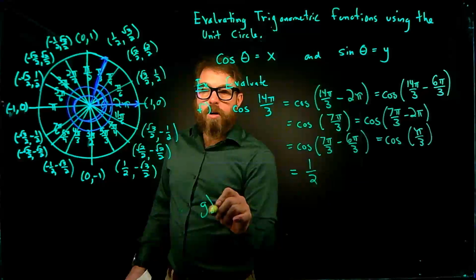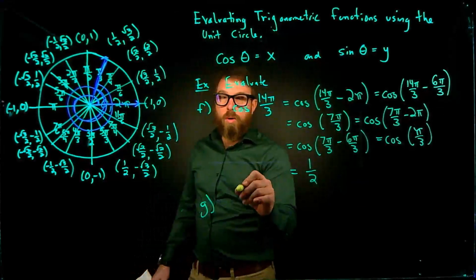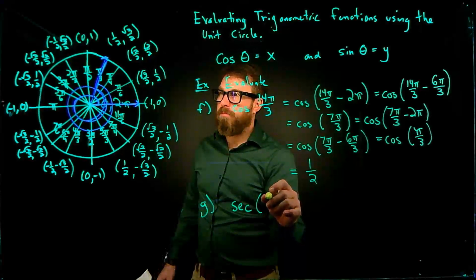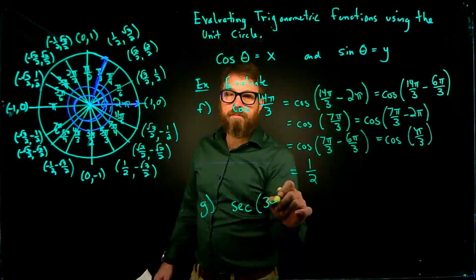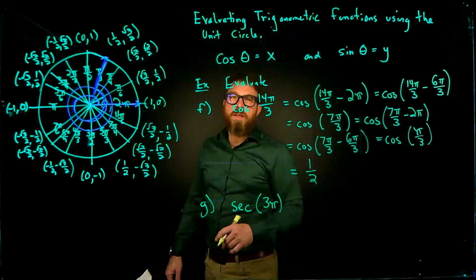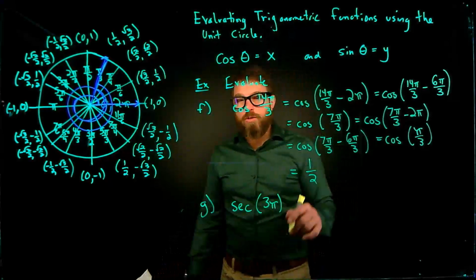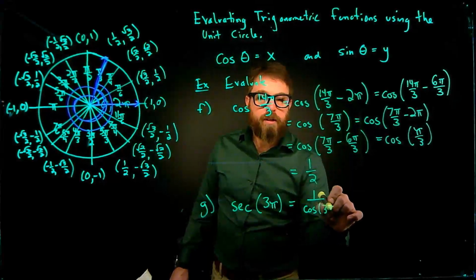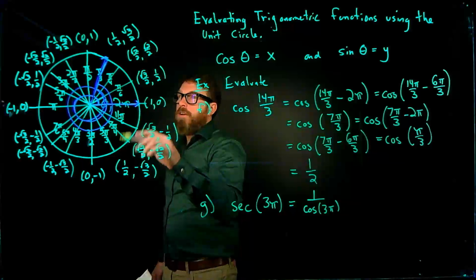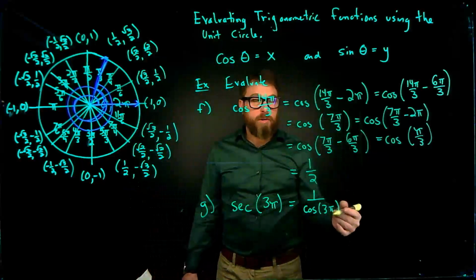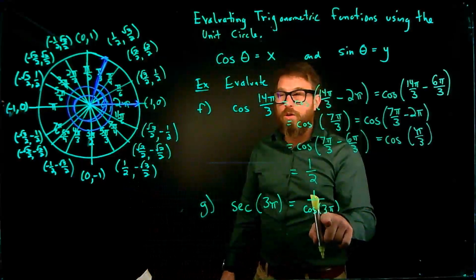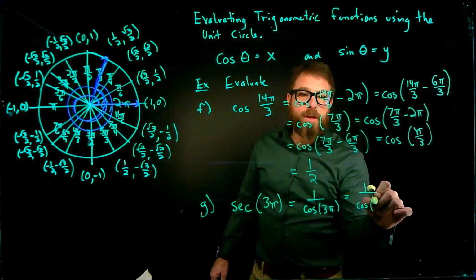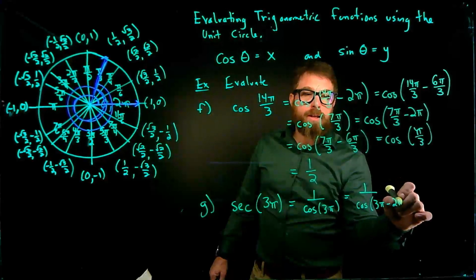This works for all other trig functions as well. What if I ask for the secant of, say, 3 pi? Well, what we know is the secant of 3 pi is 1 over the cosine of 3 pi. And again, I don't see 3 pi on here, so what I'm going to do is find its coterminal angle, which means I'm going to subtract off 2 pi until I spot it. So this is going to be equal to 1 over the cosine of 3 pi minus 2 pi.